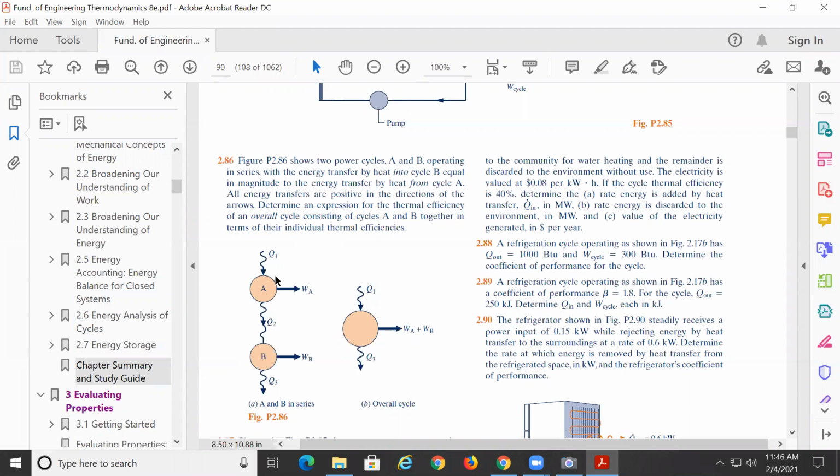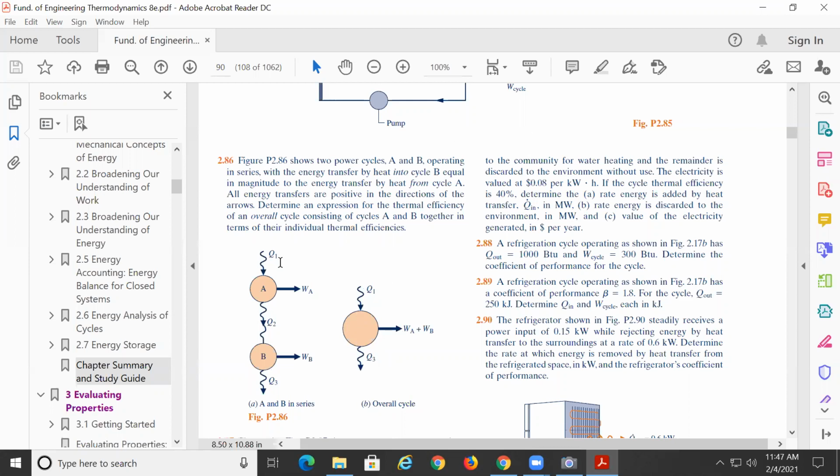Okay. So basically Q1, Q2, Q1, Q3. Determine an expression for the thermal efficiency of an overall cycle consisting of cycle A and B together in terms of the individual thermal efficiency. So basically, they're asking if you know the thermal efficiency of this one and the thermal efficiency of this one, what will be the thermal efficiency of this combined system? Okay? All right, so let's do that.